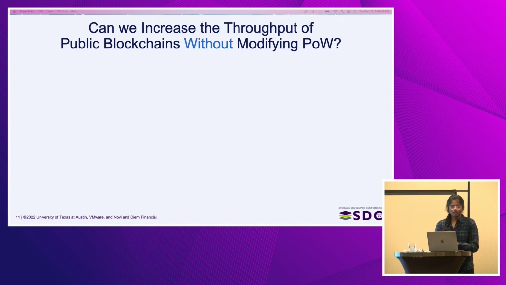However, orthogonal to these efforts, our work attempts to see if we can increase the throughput of public blockchains without modifying the proof of work consensus. So this work is important because using proof of work as is allows us to retain its safety and security properties. Till date, proof of work is the only consensus protocol which is most widely deployed and used.